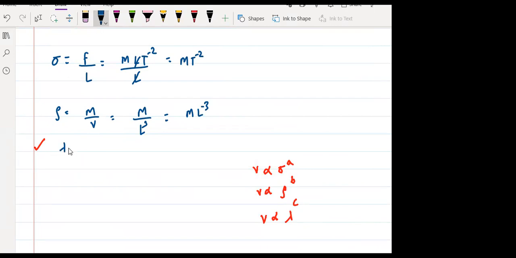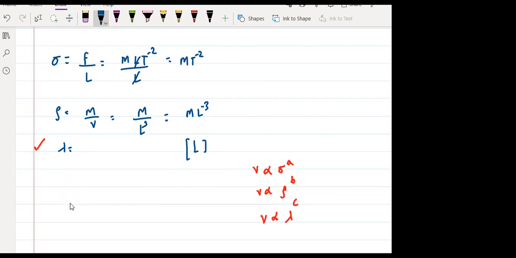Now, what is lambda? Lambda is basically distance. It's a wavelength, so the dimension of lambda is just L. So I guess the first step is clear. Tell me everyone, is the first step very clear? Yes. Now let us see the formula.